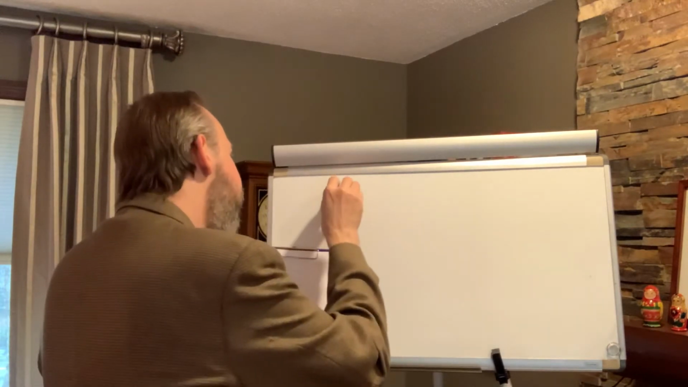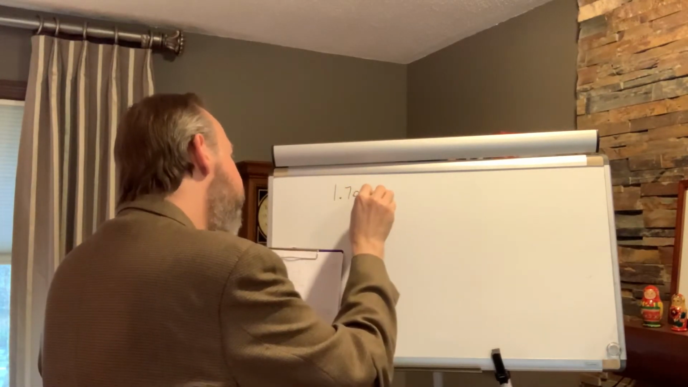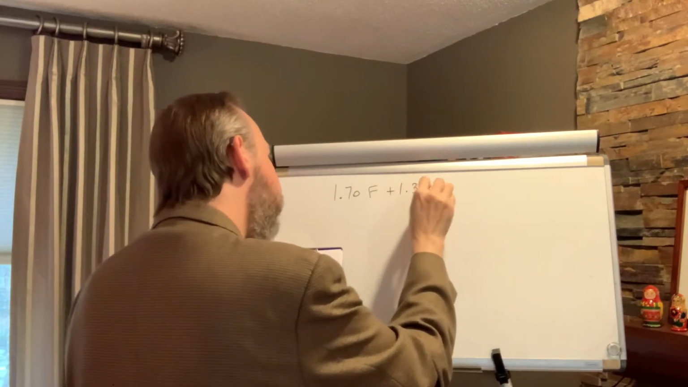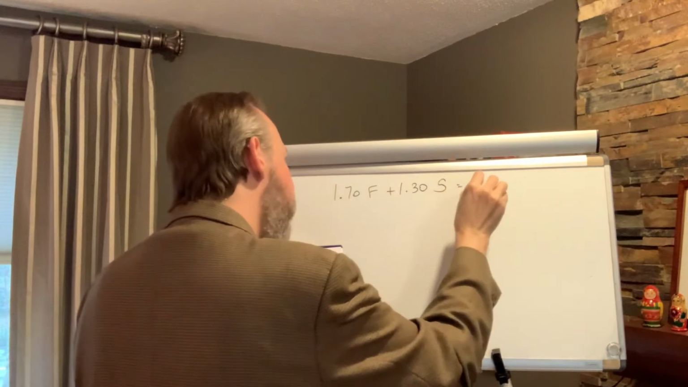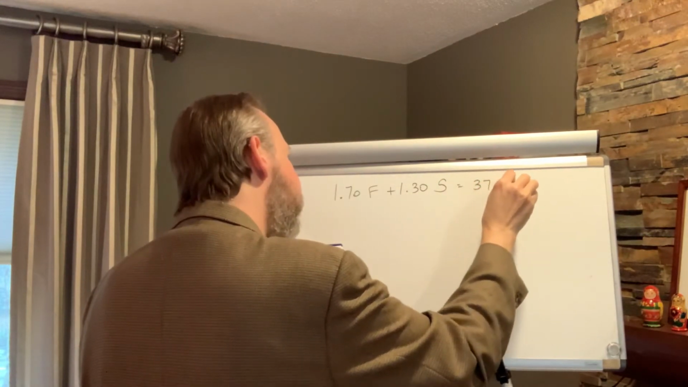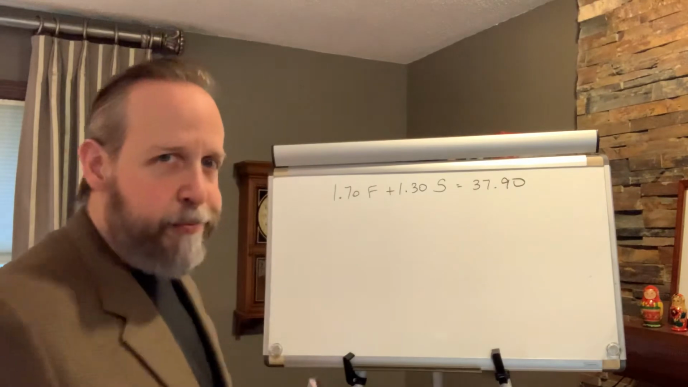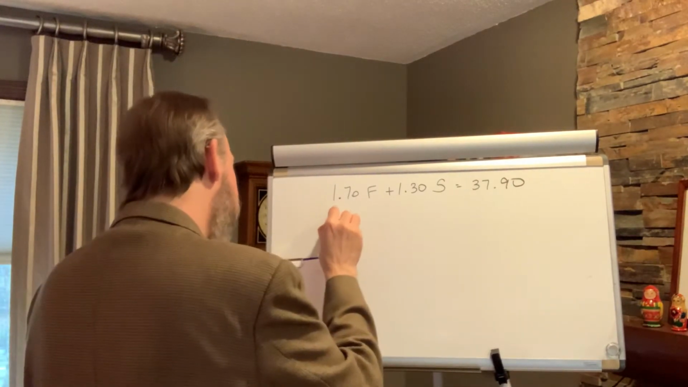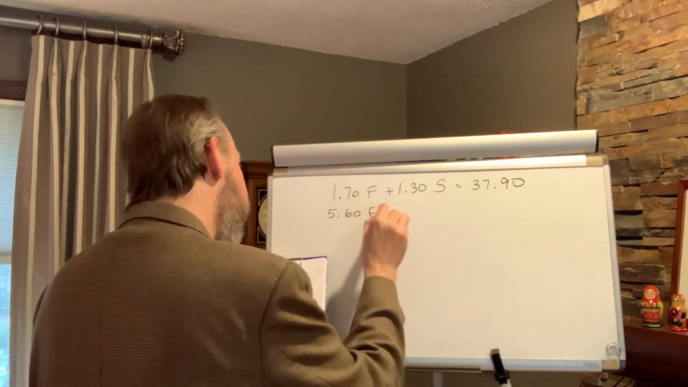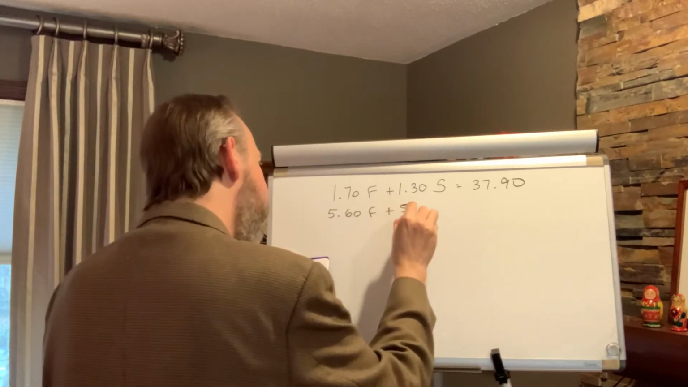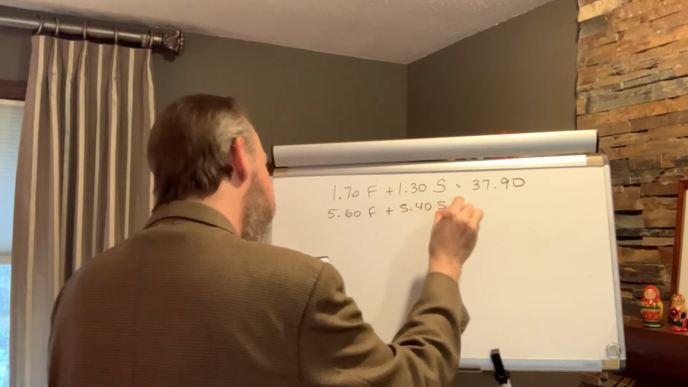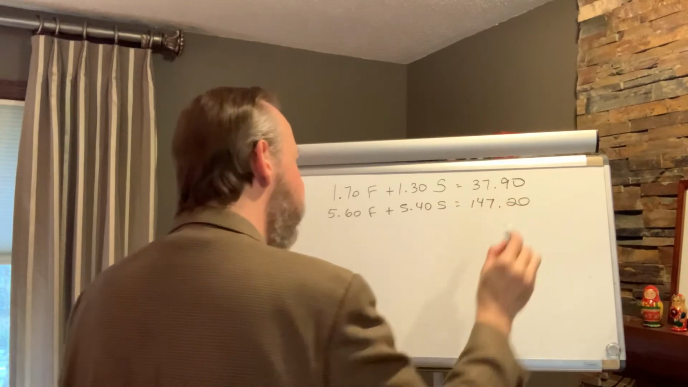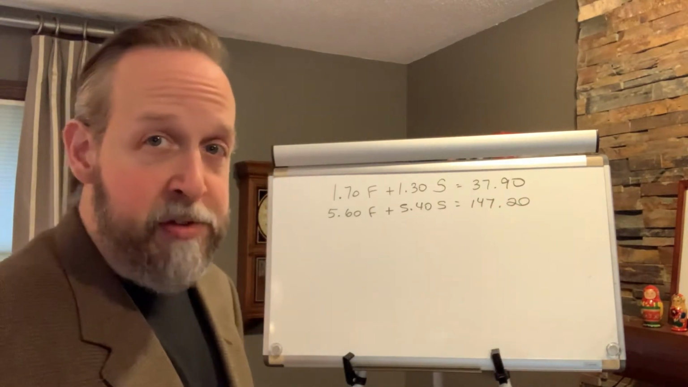So it's $1.70 to make a fork or a box of forks, I don't know. And it was $1.30 to make a box of spoons, and $37.90 was spent in the effort. Also, when we sell them, we sell forks for $5.60 per box, and we sell spoons for $5.40 per box, and we made a total of $147.20. This is not a very productive business.